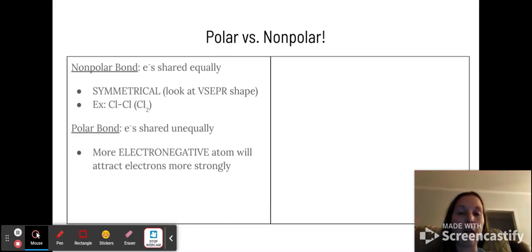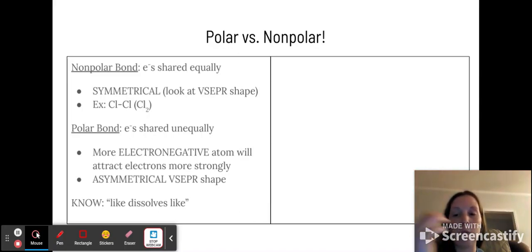And then a polar bond is where your electrons are not shared equally. The more electronegative atom in the compound will attract the electrons more strongly to their side. And you can also determine this if your molecule is asymmetrical. So if you draw it and there is not a line of symmetry because you have lone pairs in there, which really tend to throw it off, then you will have a polar bond or a polar molecule. Remember here, when we discuss polarity, like dissolves like. So that's another thing. If something dissolves in water, then it's going to be polar because water is extremely polar.